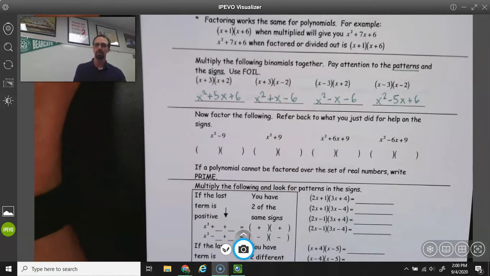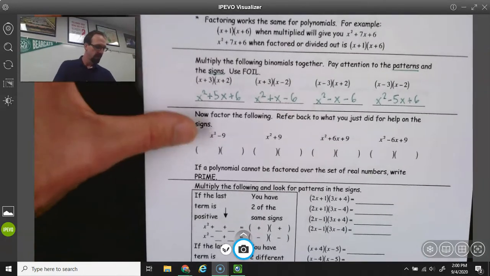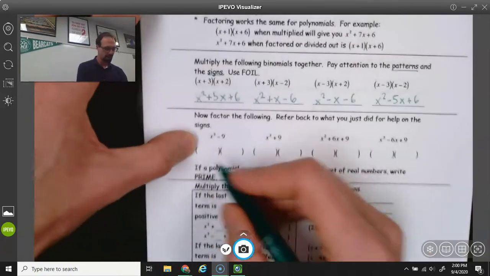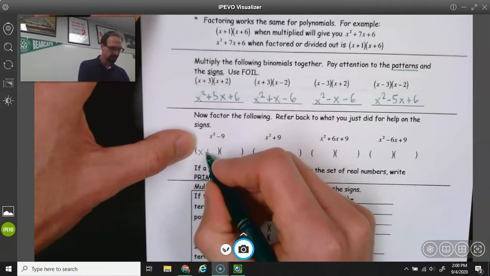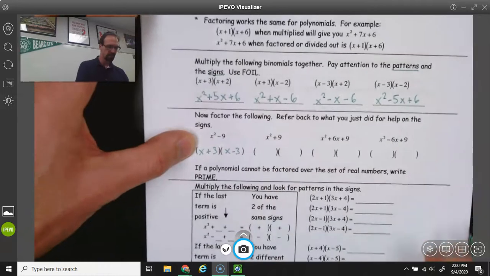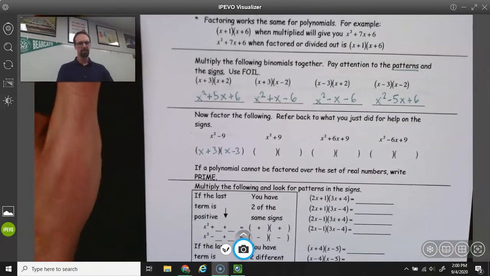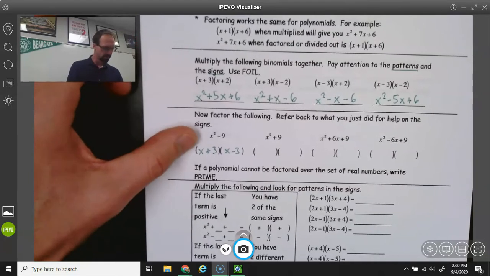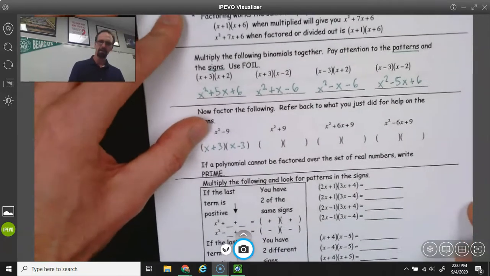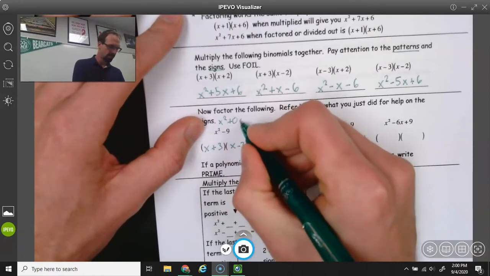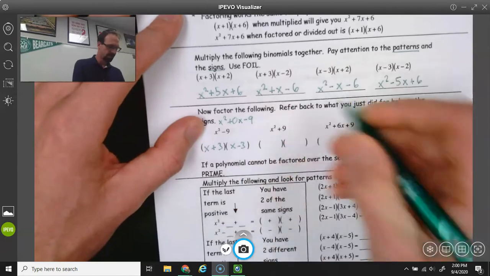Factor the following, refer back to what we just did for help on the signs. x squared minus 9 is actually a difference of squares. So when we have x squared minus 9, we're going to have x plus 3 and x minus 3. So this is one of each. That's kind of weird because we're not seeing what's going over with that. And I want you to think about here that I have x squared plus 0x minus 9.